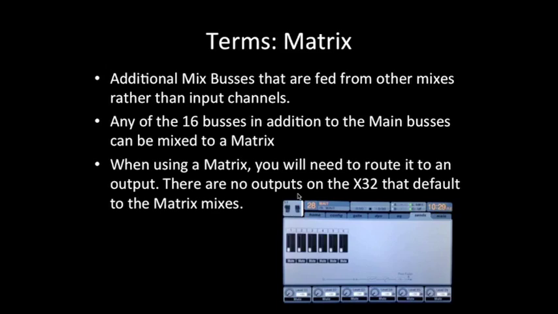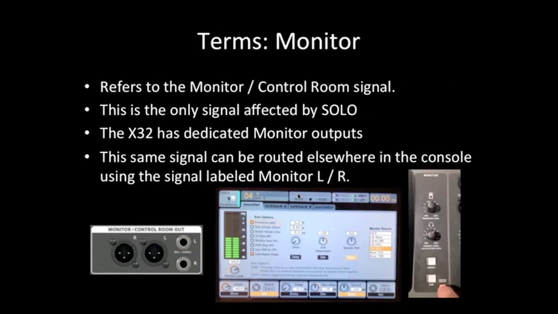But I just bring this up because when you're using a matrix, you're going to have to go to the routing menu and actually choose an output for that matrix, because there are no outputs by default that are dedicated to matrix mixes. So when you're using matrices, you'll have to choose matrix on the output in the routing menu, and we'll go over that.